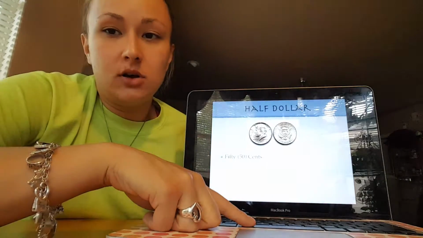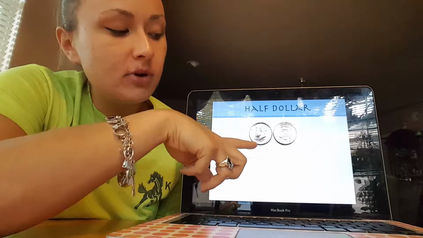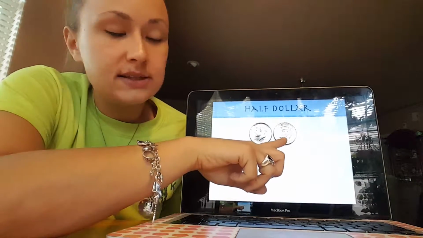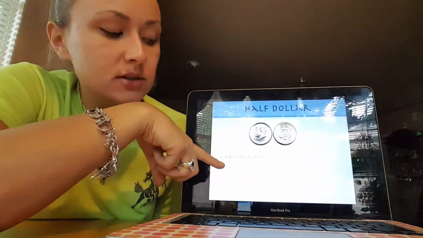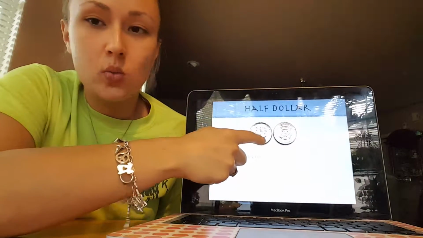This is a 50-cent piece. You probably haven't ever seen one, but this is the front and that's the back. And these are each worth 50 cents. So it's like 2 quarters, but it's just one coin.